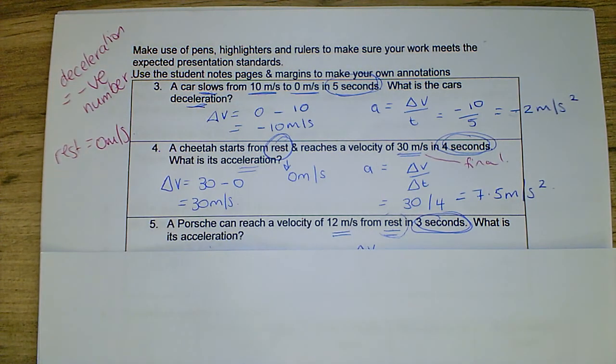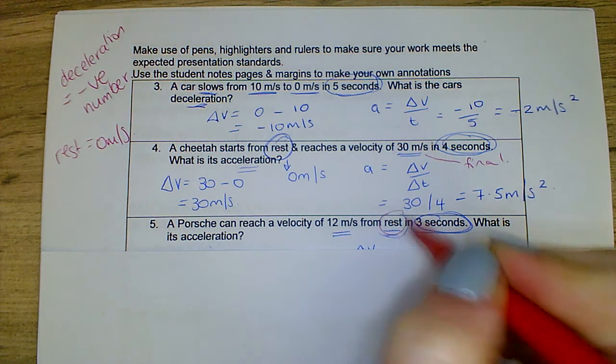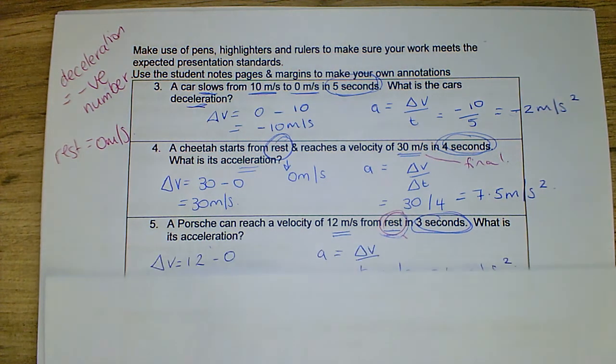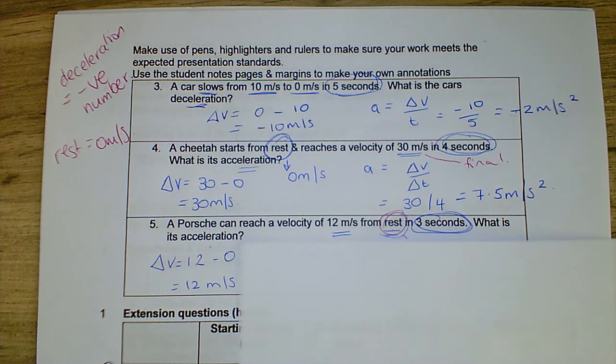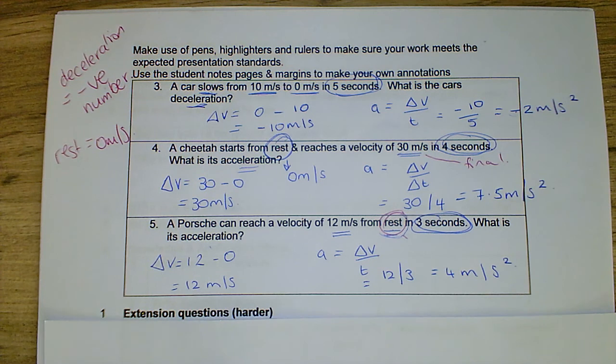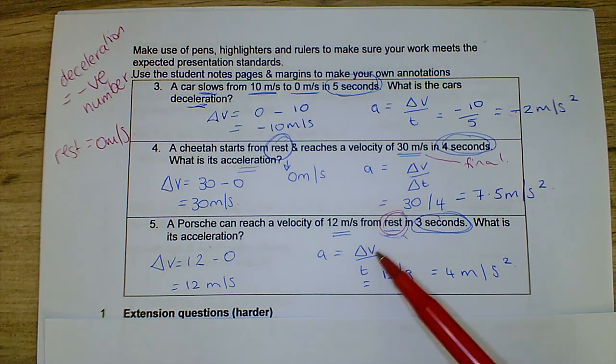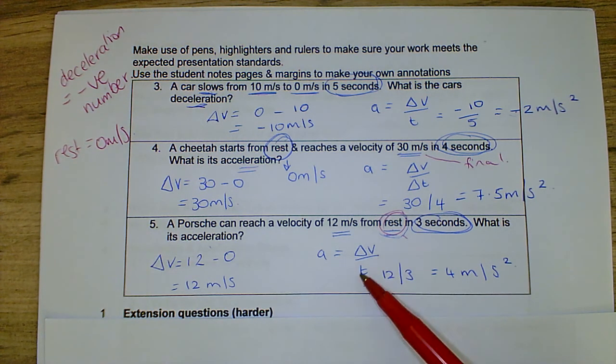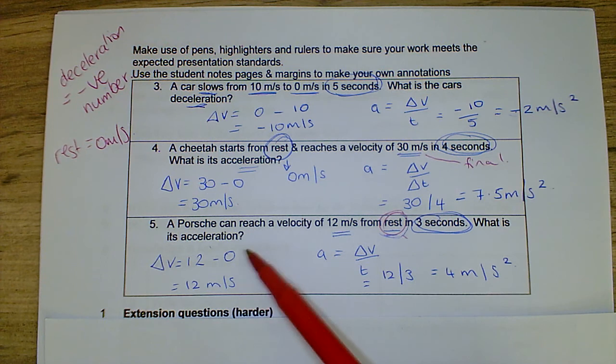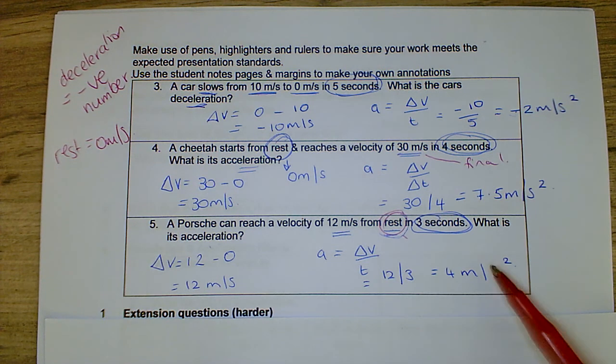A Porsche can reach a velocity of 12 meters per second from rest in 3 seconds. What is its acceleration? Again, rest is 0 meters per second. Your equation is your change in velocity over time. Change in velocity is 12, take away 0. 12 divided by 3 is 4 meters per second squared.